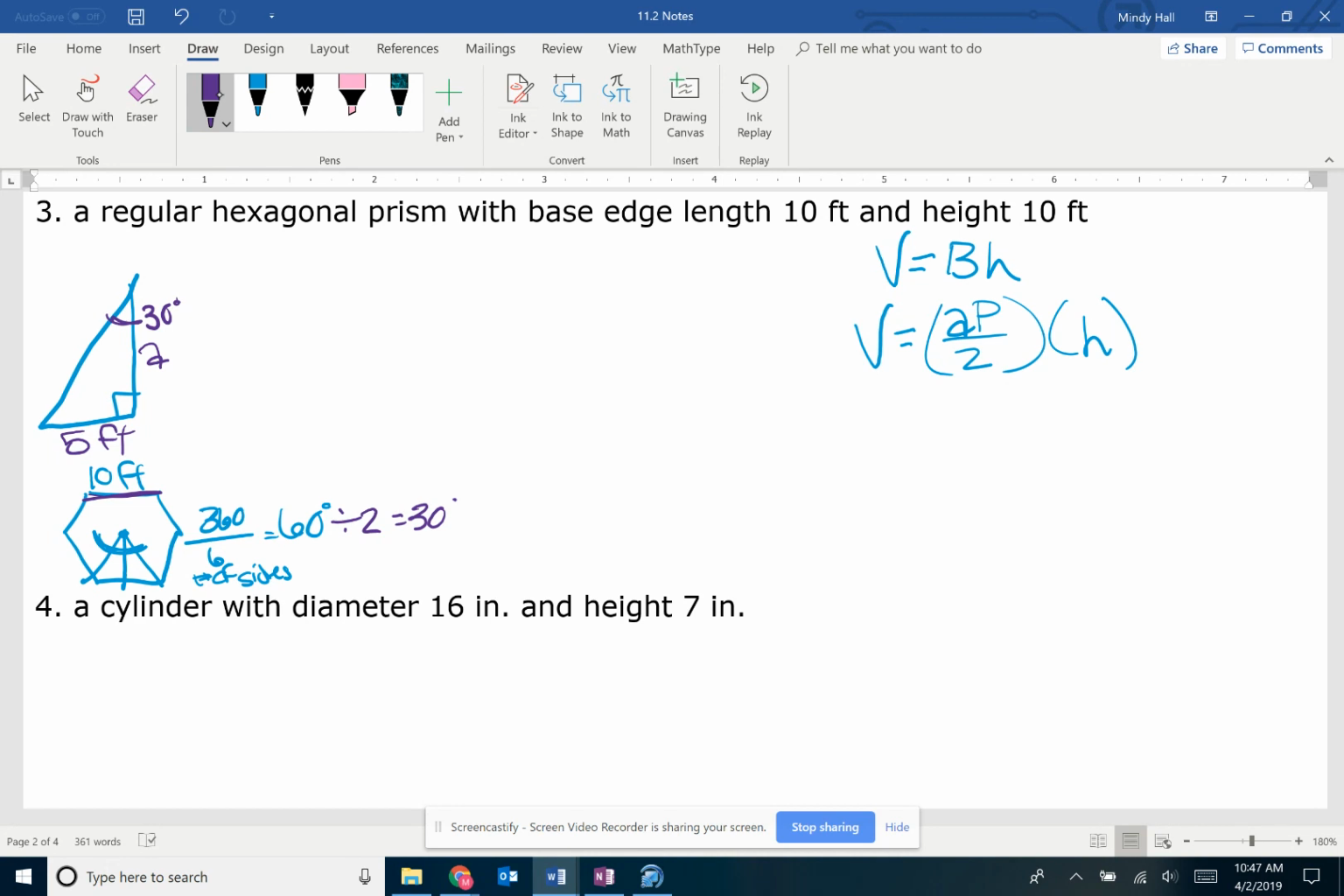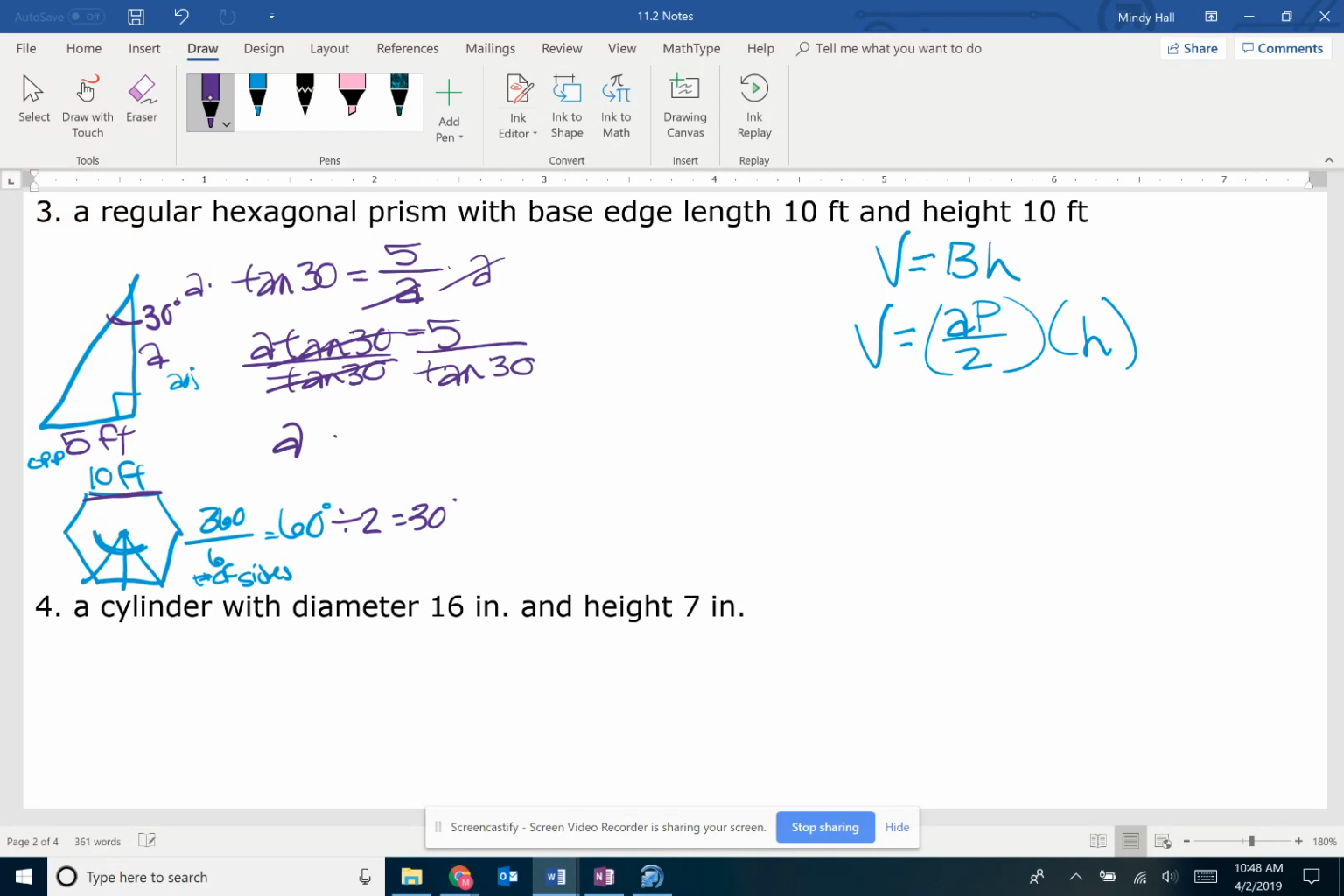So remember, it's almost like I'm just cutting this slice out and bringing it up. So when we do this, we need to find our apothem. So we have opposite and adjacent. So that would give me tangent of 30 equals opposite, which is 5, over adjacent, which is just A. So then we multiply both sides by A to cancel it out. So we have A times tangent of 30 equals 5, and then we divide by tangent of 30.